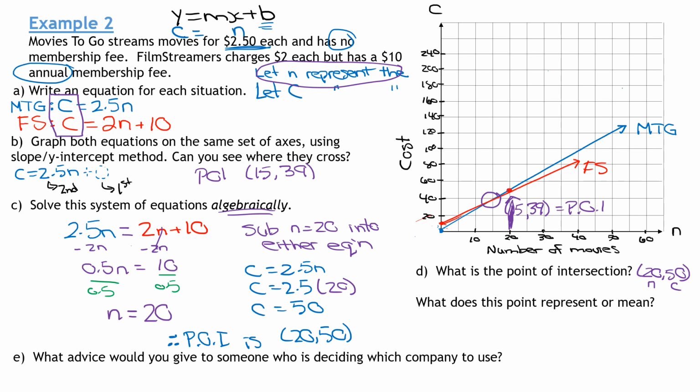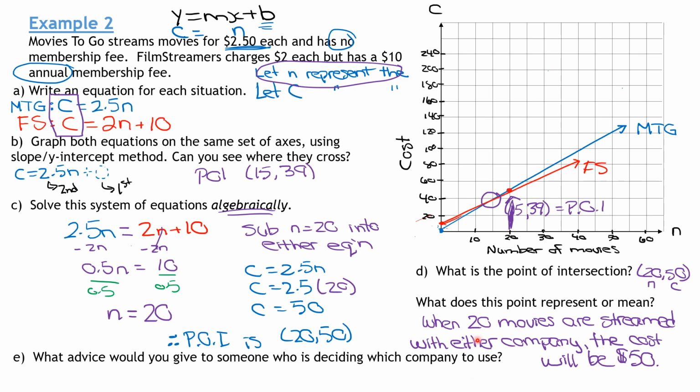So that means when we stream 20 movies with either company, the cost will be equal, it'll be $50. So whether I am going with Movies to Go or Film Streamers, once I have streamed 20 movies, I'm paying the same at both. When 20 movies are streamed with either company, the cost will be $50, and that's over a whole year, remember.